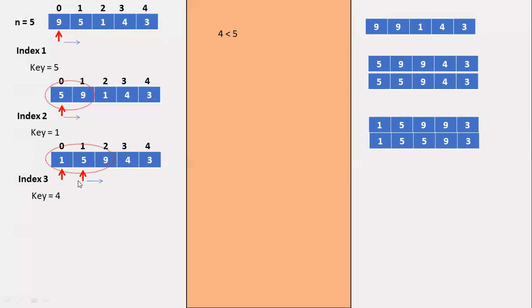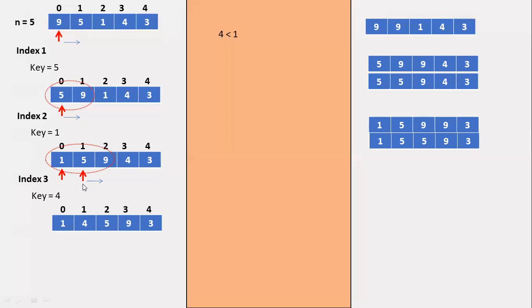Now again the key must be compared with the next element, that is 1. Is 4 less than 1? The condition is false. So there is no need to change the element. We copy the key value at this particular location, index 1. Our output will be 1, 4, 5, 9 and 3.